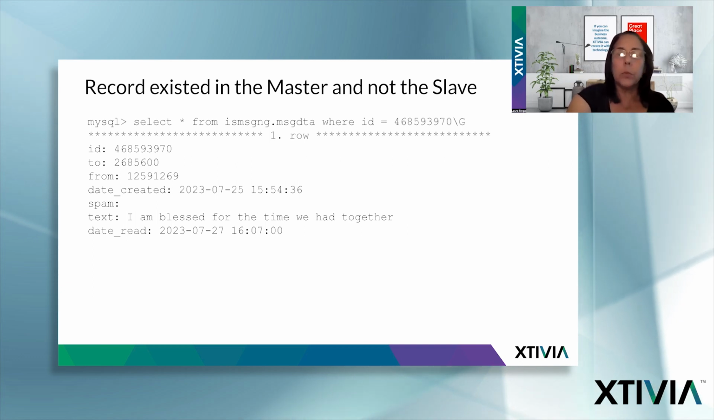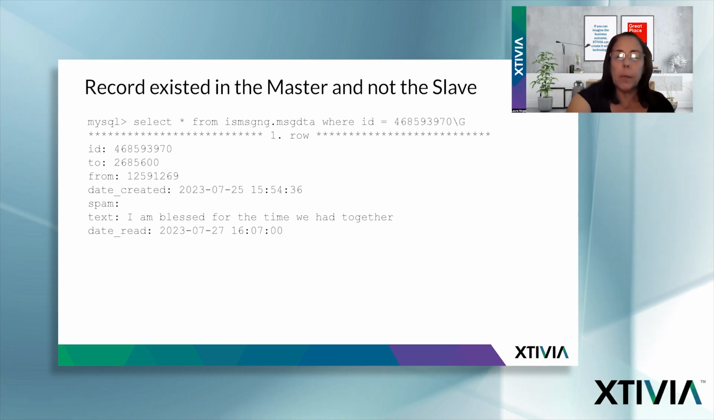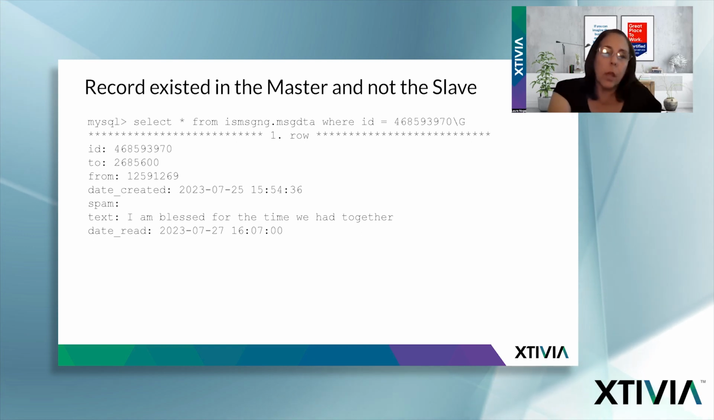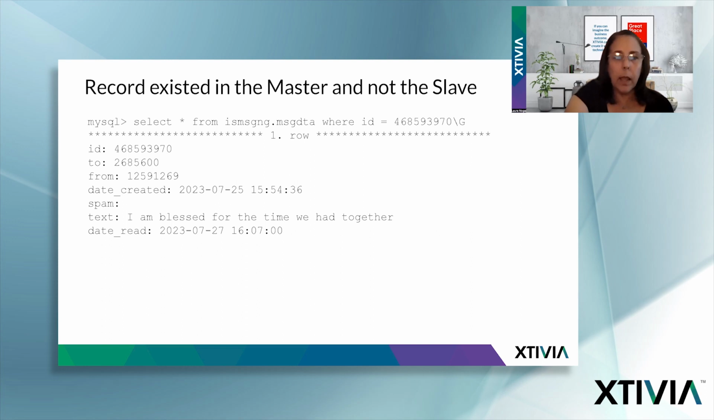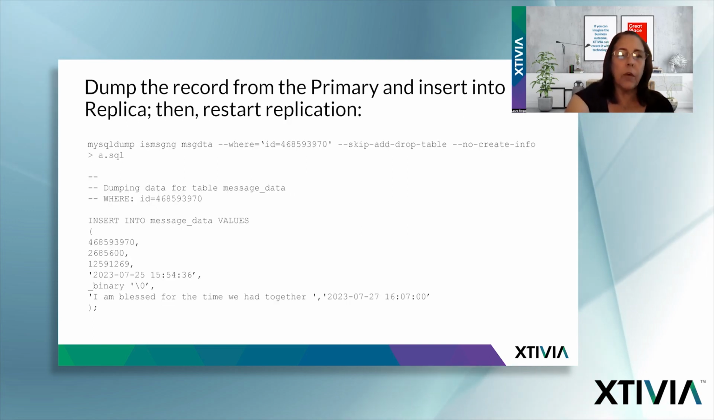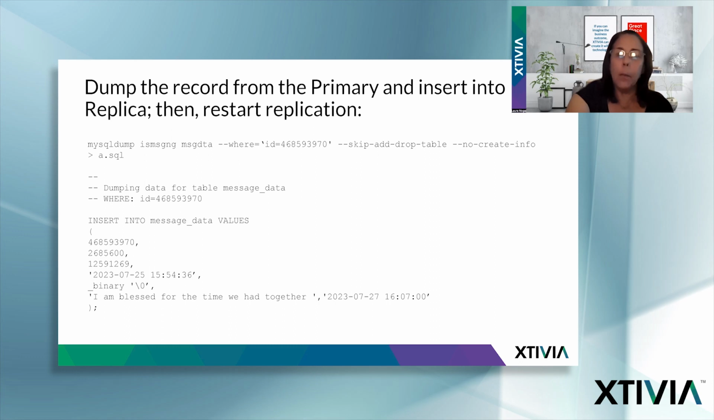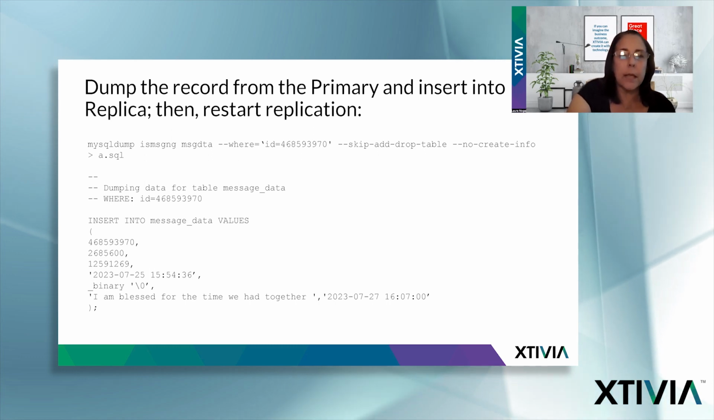So of course, replication failed trying to perform an update on a record that did not exist in the slave. So I thought to myself, okay, this is actually an easy fix. Let me see if I can grab the record from the master, insert it into the slave, and start replication, so the update will complete successfully. And that's exactly what I do here.